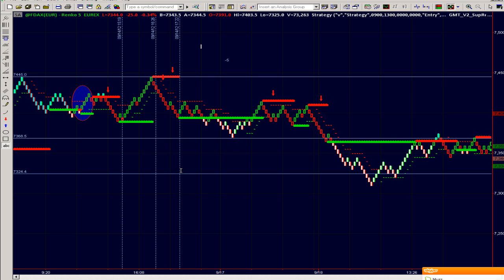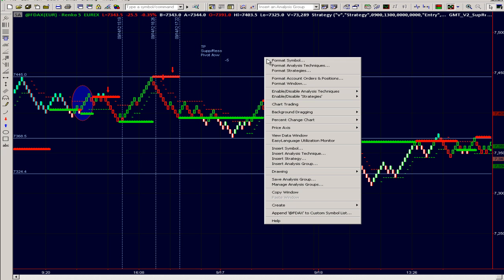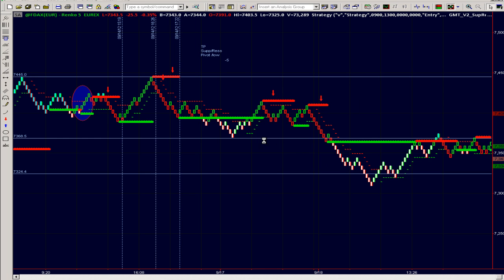So we've got the TP, we've got the support resistance, and we're looking at basically resistance at the moment. But we also have the pivot high, pivot low. And the pivot high, pivot low is interesting because at the moment, the pivot high, pivot low isn't on this chart. Okay? So what we're going to do is actually insert that now. We're going to go insert analysis technique, and we're going to put in the pivot high, pivot low.